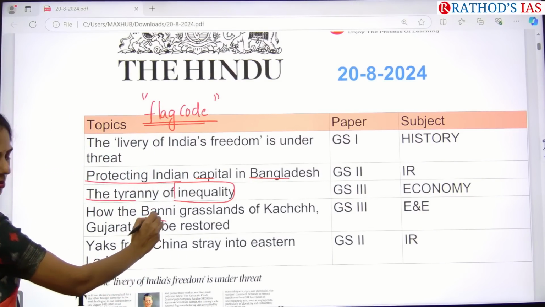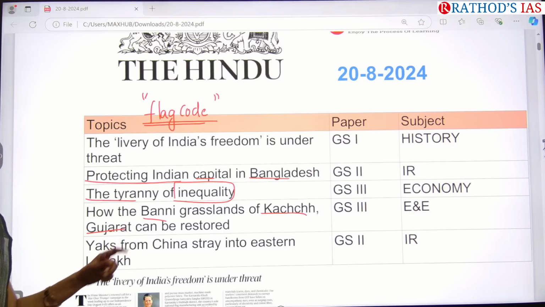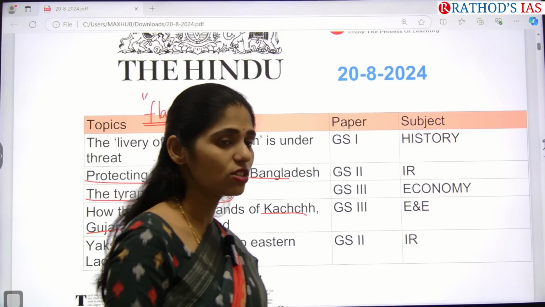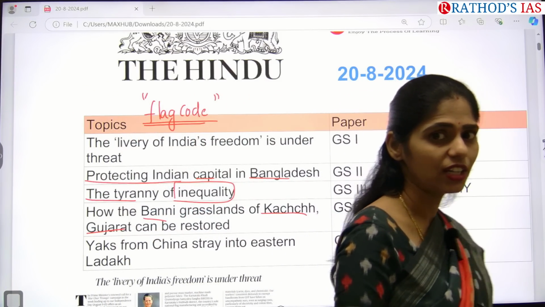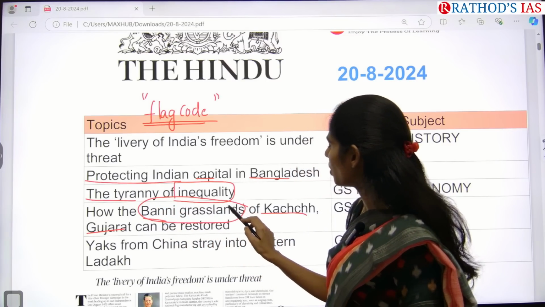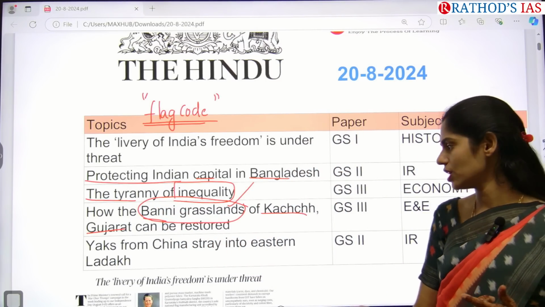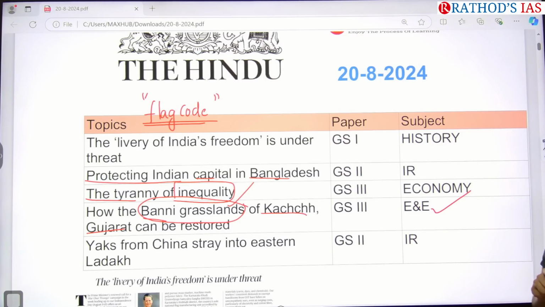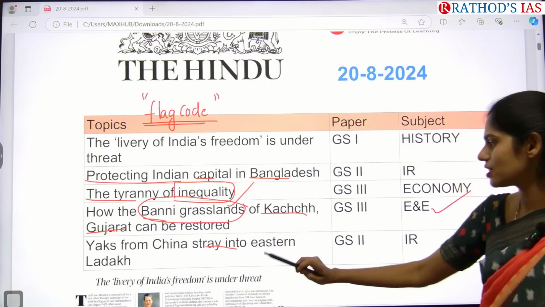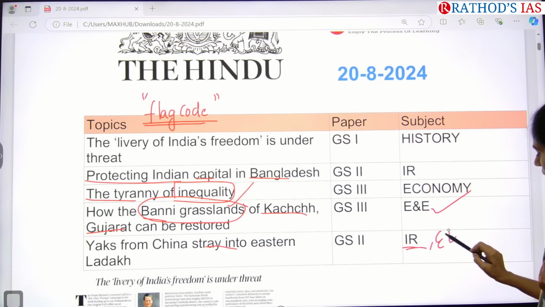The next one is about how the Banni grasslands of Kutch, Gujarat can be restored. We know that we are going to have a new wildlife sanctuary, a lion sanctuary, in the Banni grasslands of Gujarat. This article talks about the threats Banni grassland is now facing, the reasons for these threats, and the measures we have to take. That is from environment and ecology. The next one is about yaks from China straying into eastern Ladakh, which is important from international relations as well as environment and ecology.